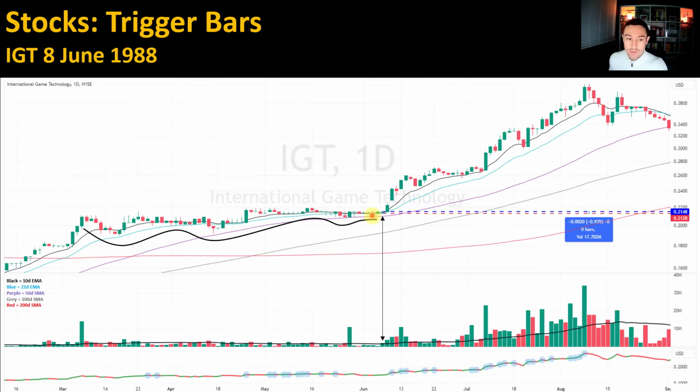Does it put in a trigger bar? Does it put in a shakeout demand tail? Does it put in a gap down reversal bar off of that moving average? Remember, the black, the blue, and the purple line is really where you're looking for these setups when you see an optimal base forming as well.